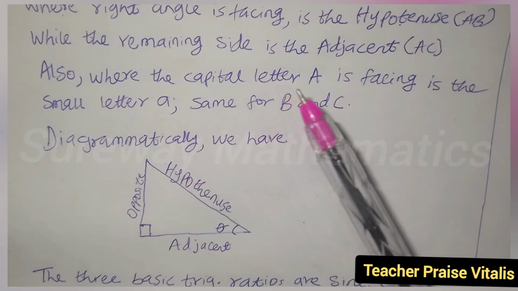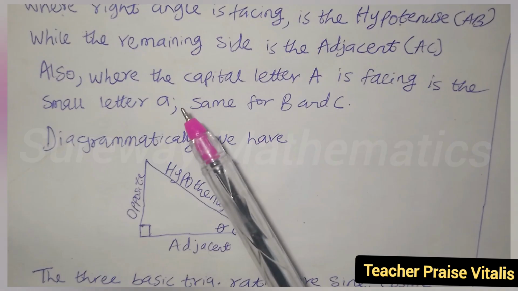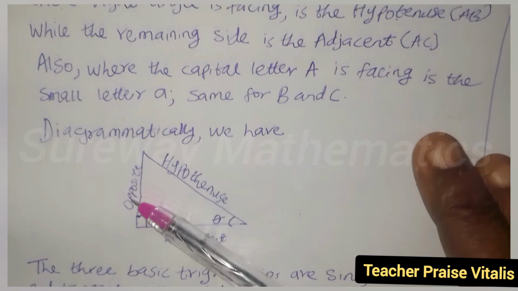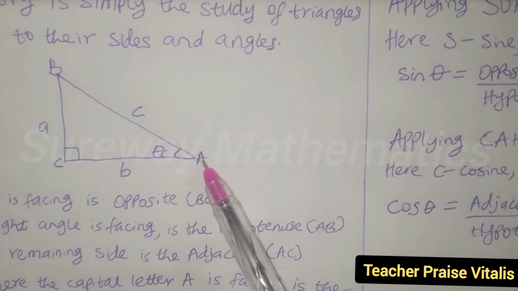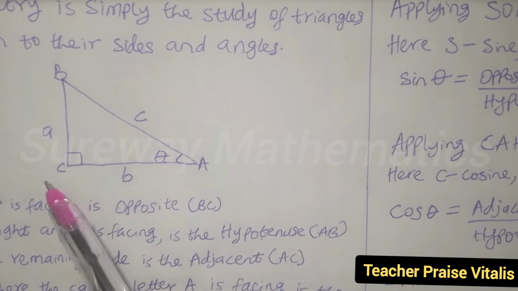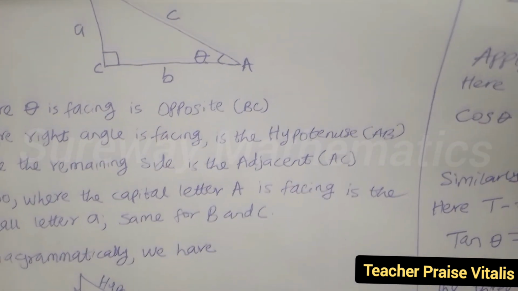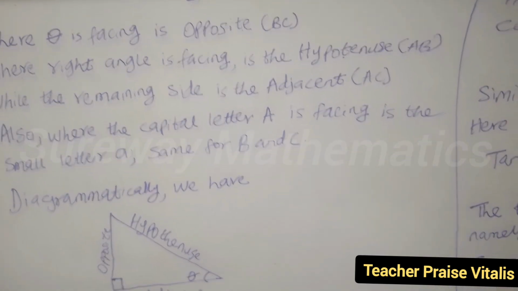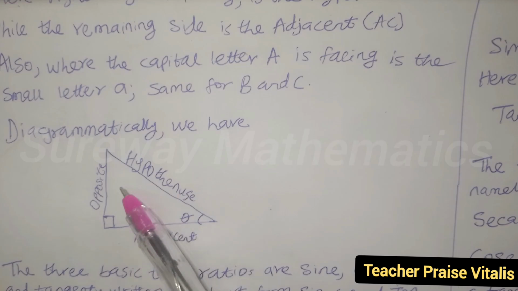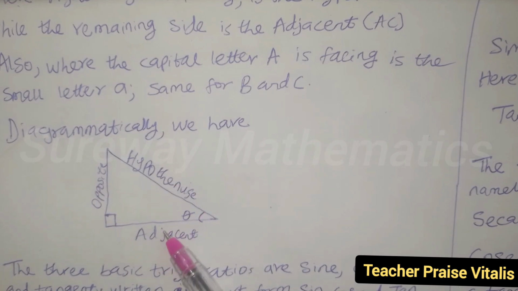So, where the capital letter A is facing is the small letter a. Same for B and C. Capital letter A facing small letter a, capital letter B facing small letter b, and capital letter C facing small letter c. Diagrammatically, we have opposite, hypotenuse, and adjacent.